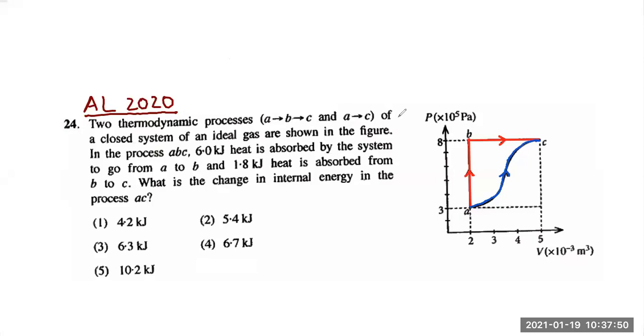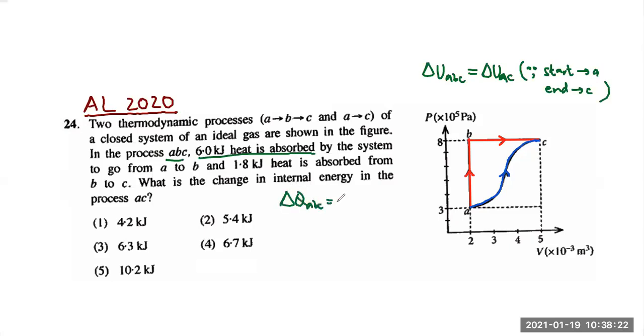Shown in the figure. Now, whenever you get a question like that, the first and foremost thing you can do is say delta U ABC should be equal to delta U AC. Why? Because the start is A and the end is C. Therefore, delta U should be equal for both. In the process ABC, 6 kilojoules of heat is absorbed. Therefore, delta Q ABC is equal to plus 6 kilojoules. They are dealing in kilojoules this time, so let's use that. No need to convert it because the answers are also in kilojoules.